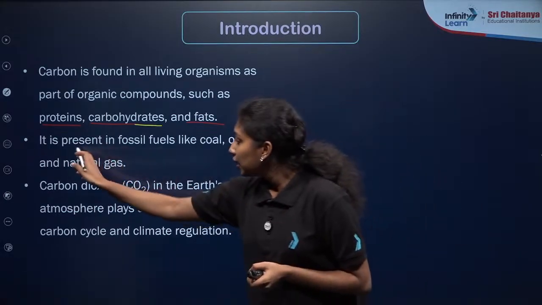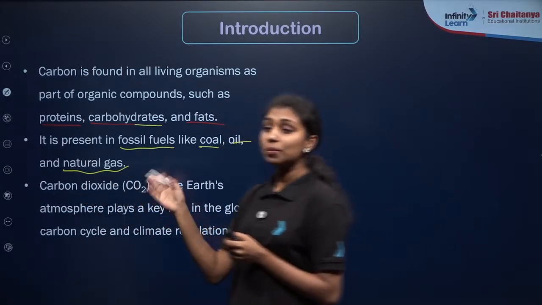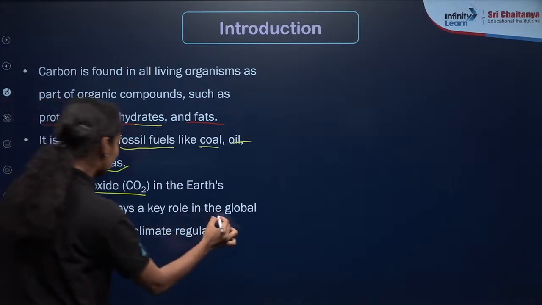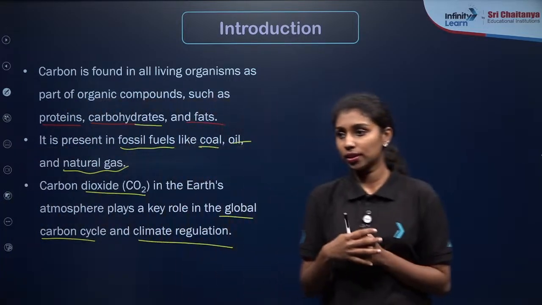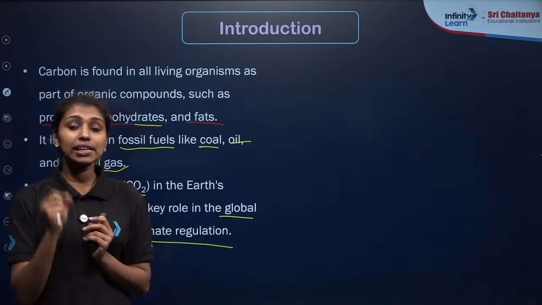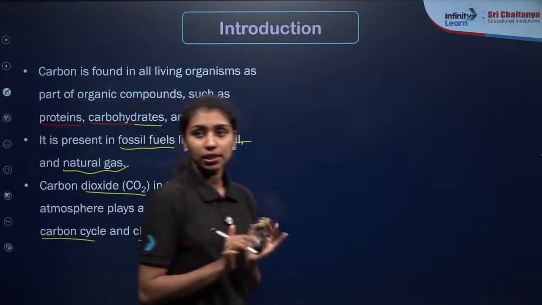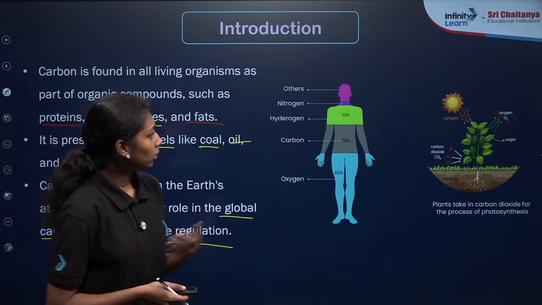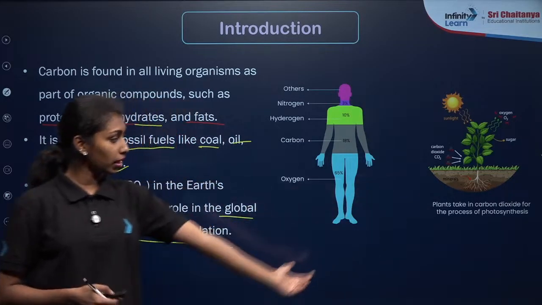Then what else? In the case of fossil fuels, like oil and natural gas, again carbon is present. Then again carbon dioxide, as we already know, in the earth atmosphere plays a key role in the global carbon cycle or the climate regulation. As we already know about the global warming, in the case of global warming, carbon dioxide plays a crucial role. So that's why carbon and its compounds are very important. That's why we are going to discuss the chapter carbon and its compounds. Clear? Okay, just the presentation for the importance of carbon given here. Then again photosynthesis, right, we have already seen.